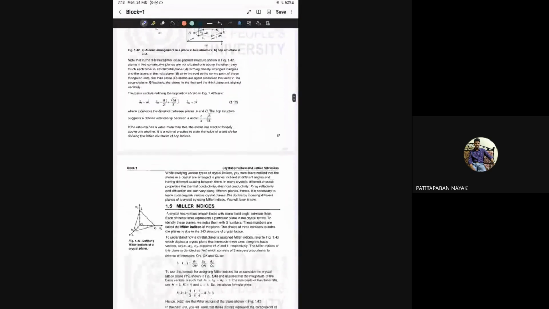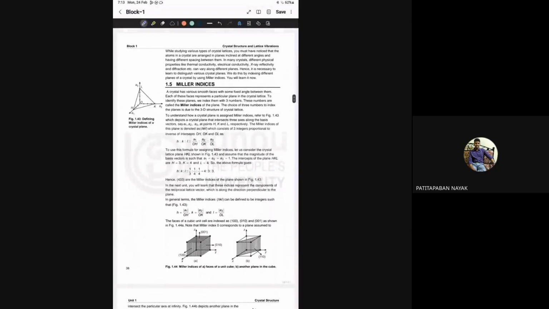All right. Next is Miller indices. What are Miller indices? A crystal has various smooth faces with the same fixed angle between them.